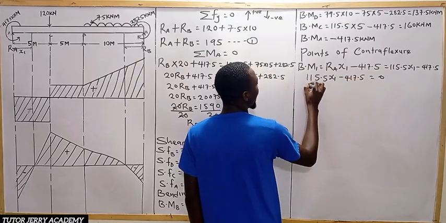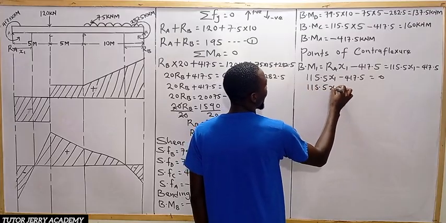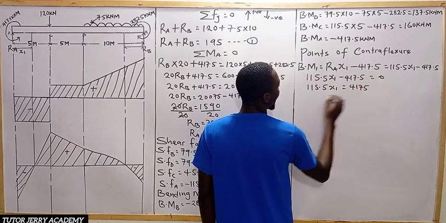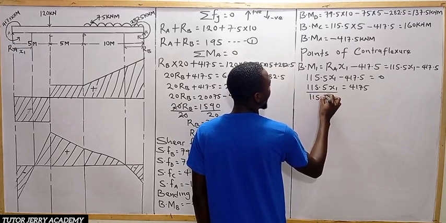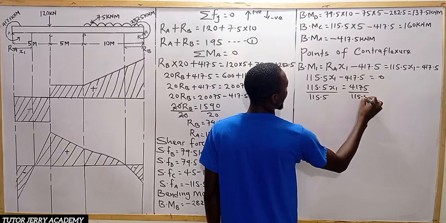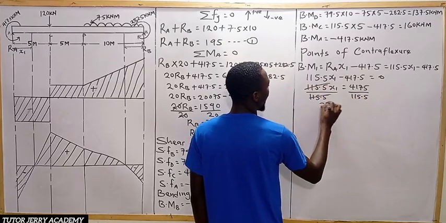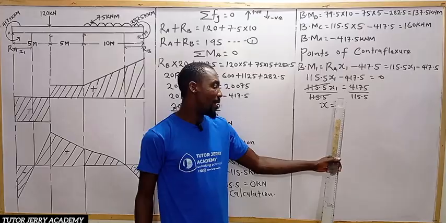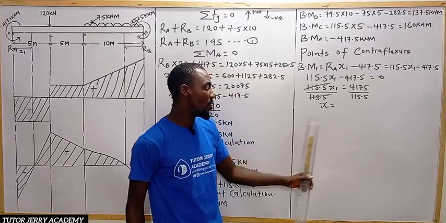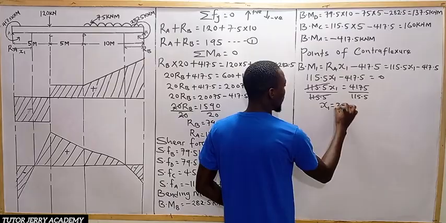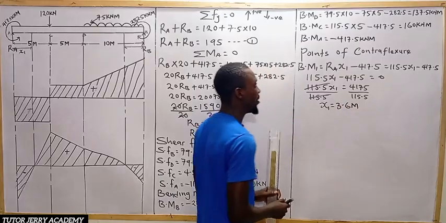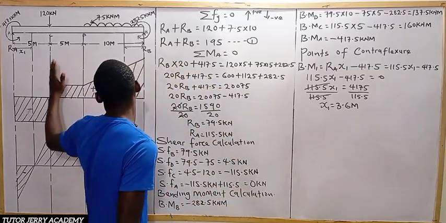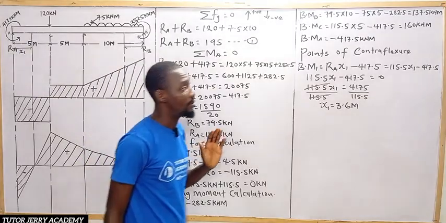So if we move that to the other side, 115.5 S1 will be equal to 417.5. So we are going to divide by 115.5, 115.5. This will go with this. Then our S1 will be equal to, if you divide 417.5 by 115.5, we are going to have S1 equal to 3.6 meter. So it means the point of contraflexure here is 3.6 meter from what? From point A. So that's it.